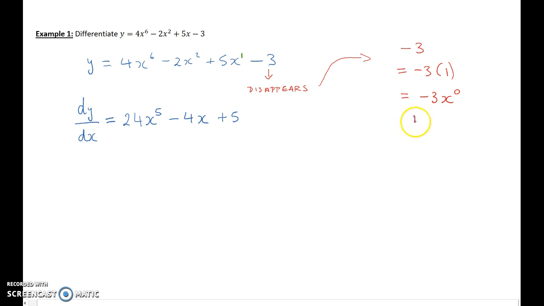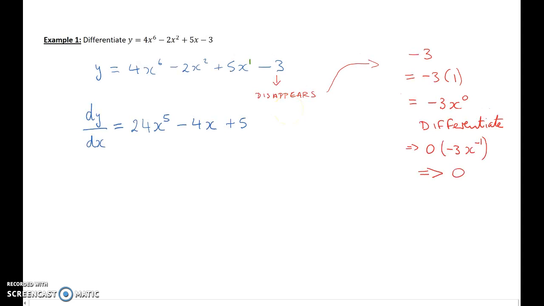Now, if we differentiate, we multiply down by the power, so that means we're going to get 0 times negative 3, and then we reduce the power by 1, so x to the power of negative 1. But it doesn't matter what x is, because if we multiply by 0, we're always going to get 0. And that's why if you start off with a constant, you always end up getting 0, or in other words, you just leave it out of your work altogether. So remember, multiply down by the power first, then reduce the power.